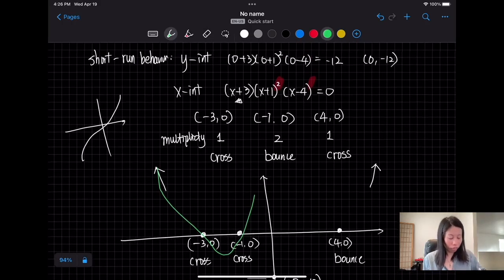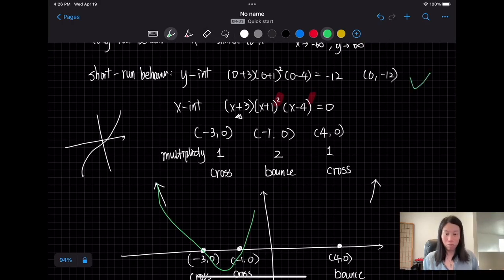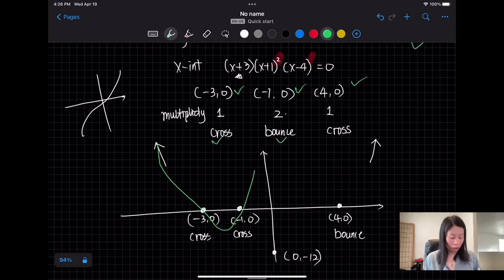My y-intercept, no problem. Now we check the x-intercepts. All the x-intercepts are correct. For the multiplicity, 1 degree means cross, 2 degree is bounce. Oh, I didn't bounce this one. I wrote this wrong. If I change this back, this is a bounce, and this is a cross.